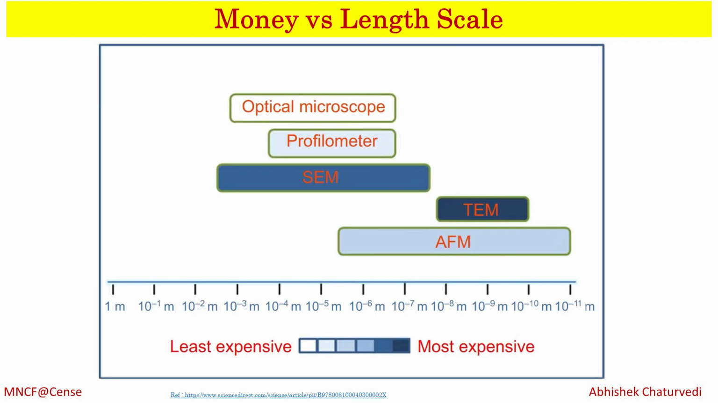Now this is a very important diagram. I will just take a couple of seconds to explain it. Here you can see we have different techniques: optical microscope, profilometer, SEM, TEM, AFM, at different length scales. You can see SEM covers from the optical microscope and reaches up to TEM. So it means that it's a kind of universal instrument: from the mm level to the nanometer level, you can work with SEM.